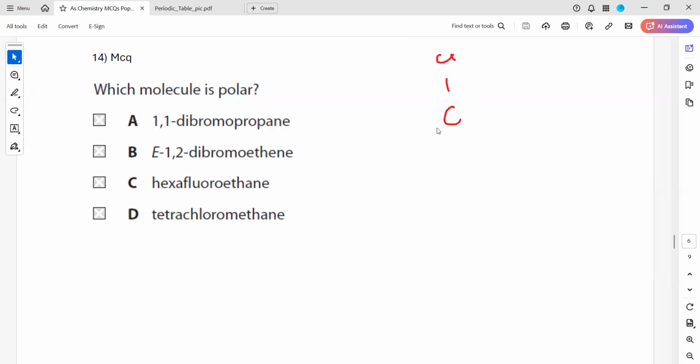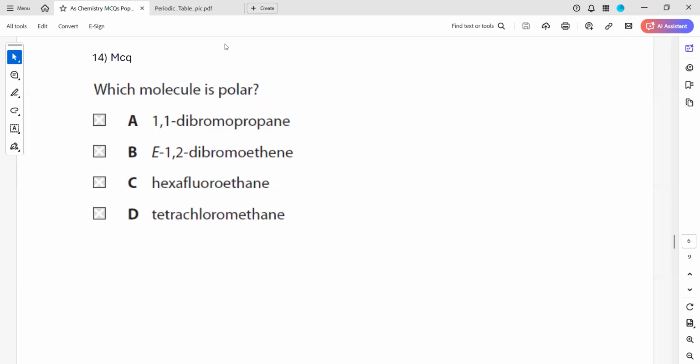But if the molecule does not have symmetry, say three hydrogens and one chlorine, if I divide the molecule, it will not divide evenly. The sides will be different. So it is an asymmetrical molecule, so it will be a polar molecule. It will have a net dipole moment.